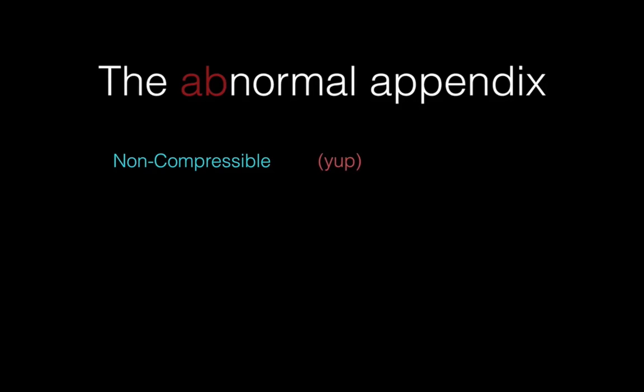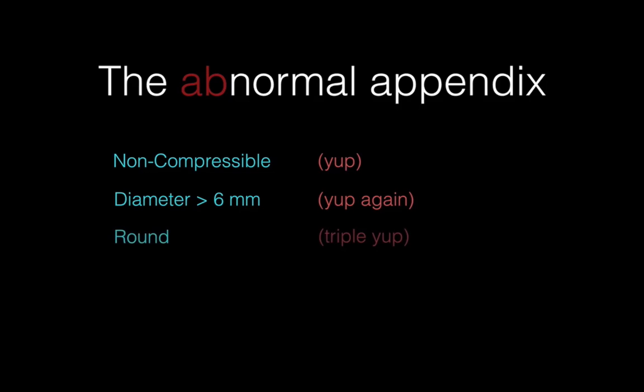Well, first of all, it really is non-compressible. A normal appendix, you can actually smush a little bit. It may look a little bit round. If you put a little pressure on it, you can turn it into a flattened oval. But a diseased appendix, all the pressure you want, that's going to stay round. It's going to have a greater than 6 millimeter diameter, and we'll talk about the measurements in a sec. Round, round, round, it's got to be round.